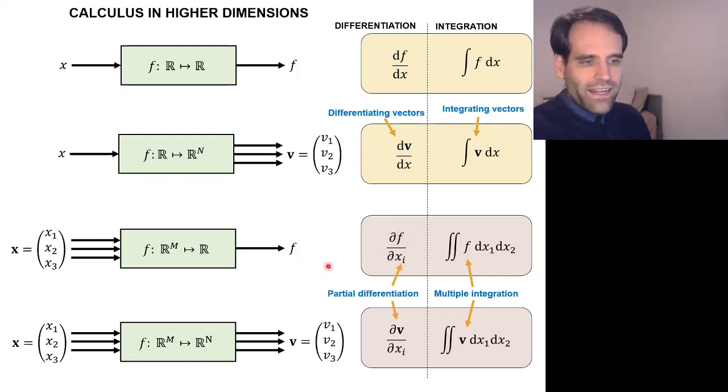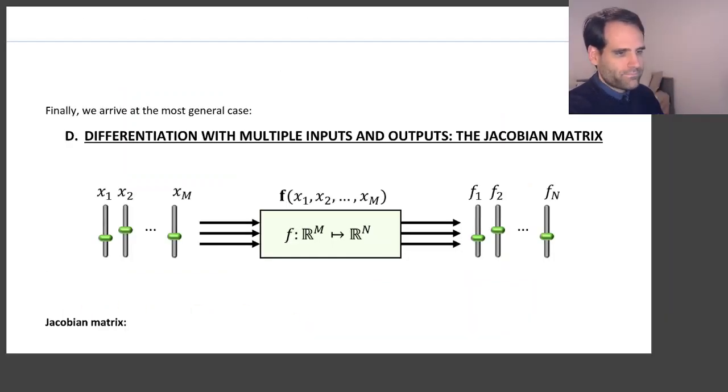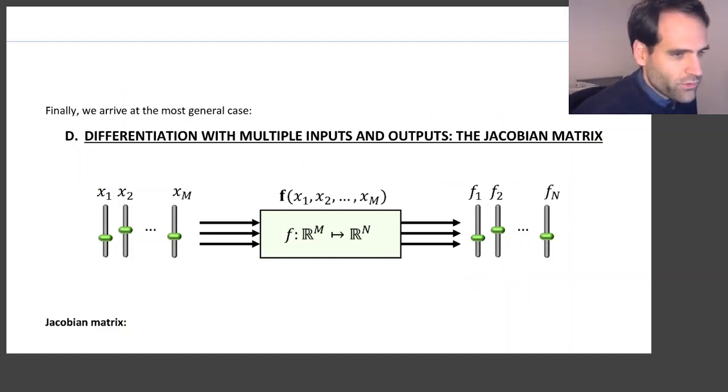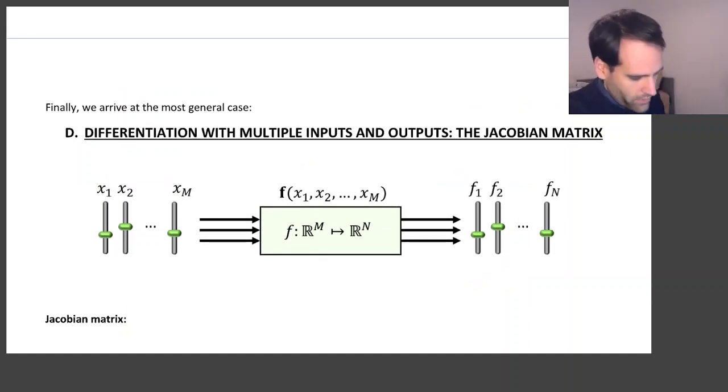But now finally we are going to go to the most general case. So this is a function which is a vector that depends on several variables. Okay? And we are going to see how to do partial differentiation in this most general case. So this is the situation right here. We have our function f, which is a vector. Notice that this is in bold because it's a vector, okay?